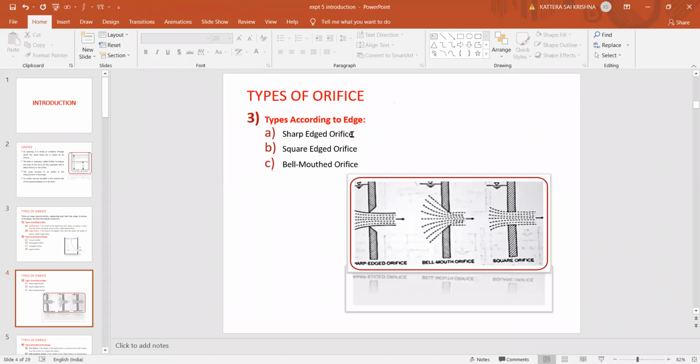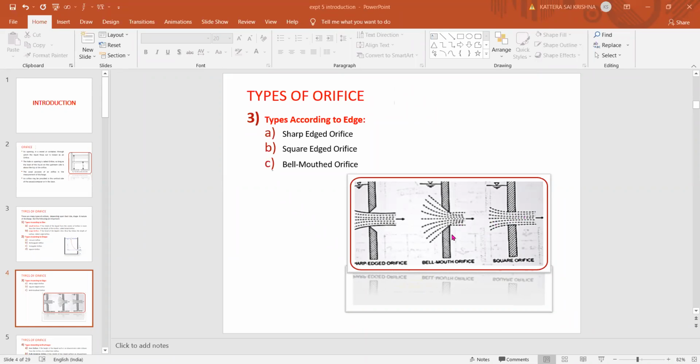So, according to the type of the edge of the orifice, if you see, this is the edge of the orifice. Here it is a sharp edge orifice. You can see here, it is a sharp edged orifice, and we have a square edged orifice. What you can see here is like a square shape. We don't have any inclined part here. So it is called a square edged orifice.